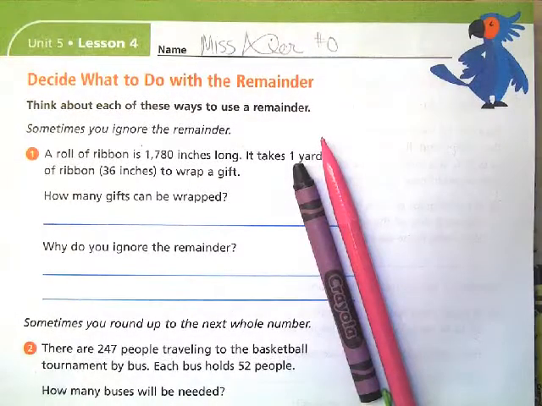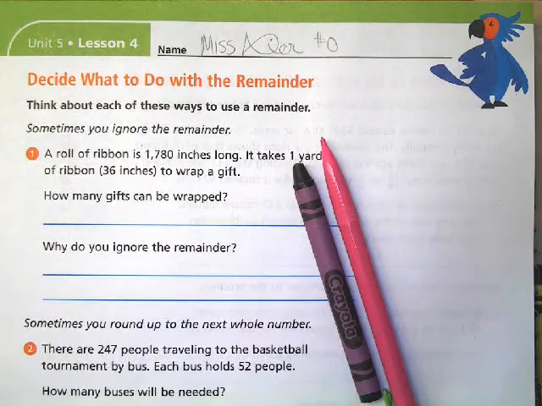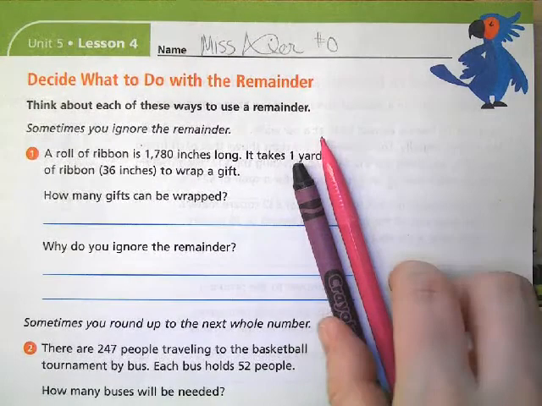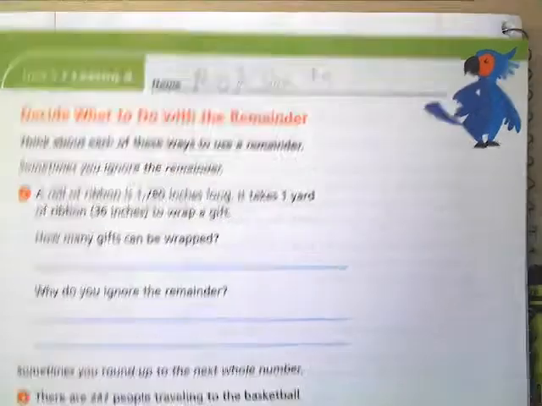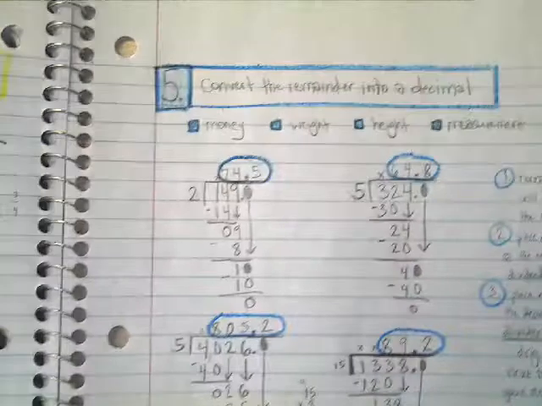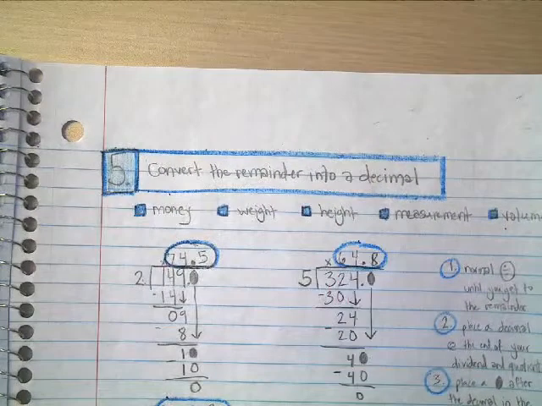Hi everyone, today's math lesson is a review of lesson 5.4. What I want you to do is find your journal and turn the page. The last thing we learned was how to convert the remainder into a decimal. Then you're going to turn the page, and it should be the back side of that page that we're working on.